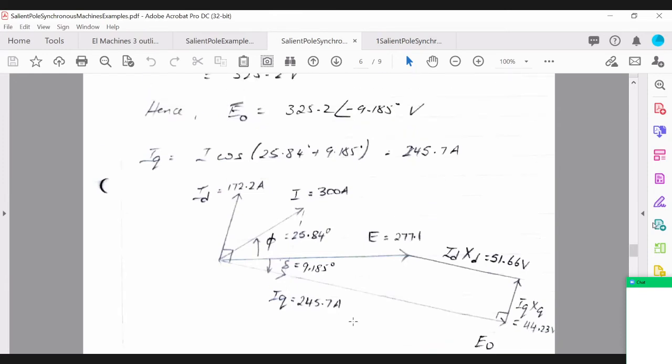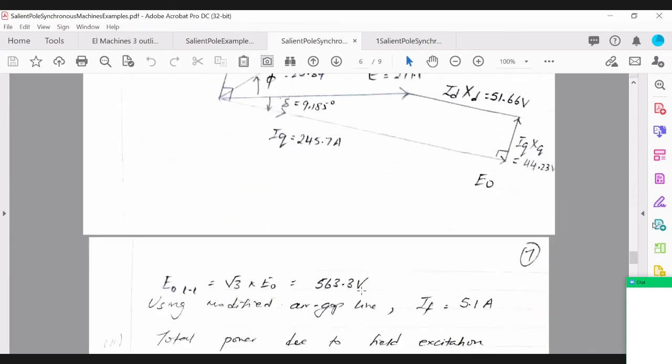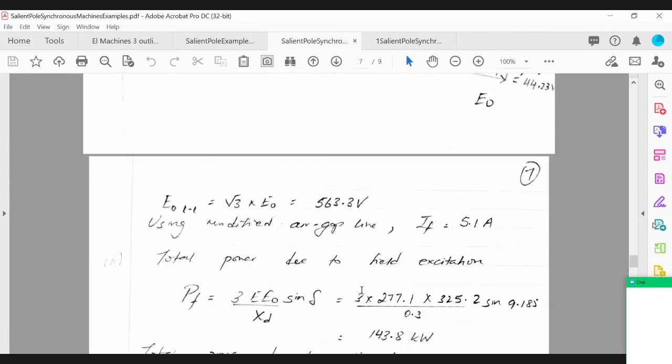And so we have to draw the angles phi and delta, and remember the current I will resolve itself into two components, and the first component is your IQ, and your second component is ID. Right, so I've worked those values out and inserted them in the phasor diagram, and let's look at the next part.